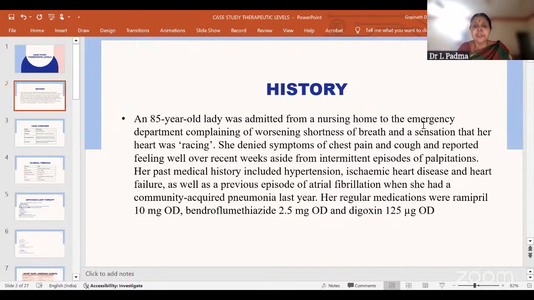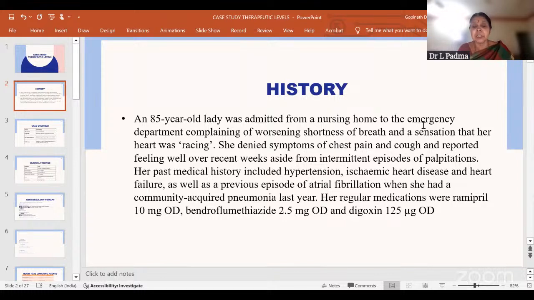Okay, an 85-year-old was admitted. Please catch the important words here so that we will go accordingly. An 85-year-old lady, a geriatric patient, was admitted from a nursing home to an emergency department, complaining of shortness of breath and a sensation that the heart was racing, meaning tachycardia. She denied symptoms of chest pain and cough, and reported feeling well, with intermittent episodes of palpitation.